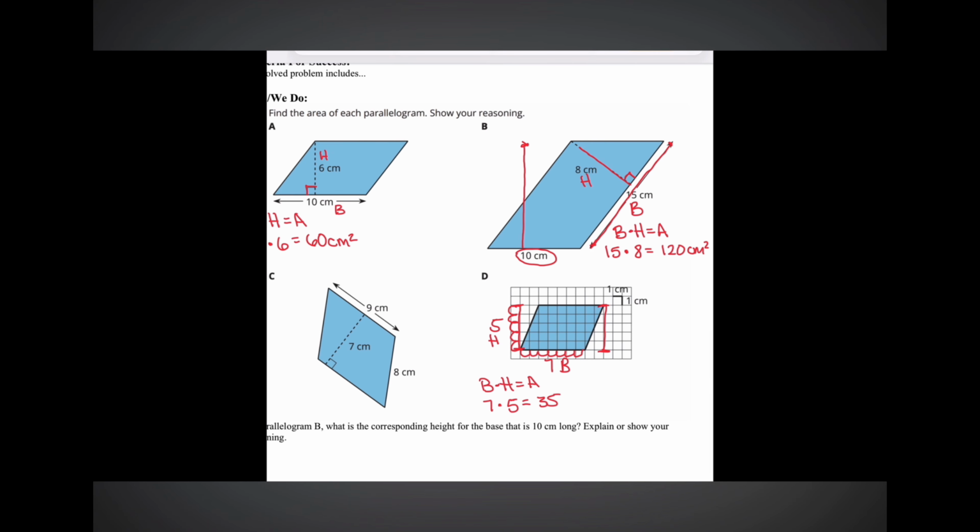Always do the little hops like that rather than just drawing a line. It's easier to see what's going on. It's easier to count.